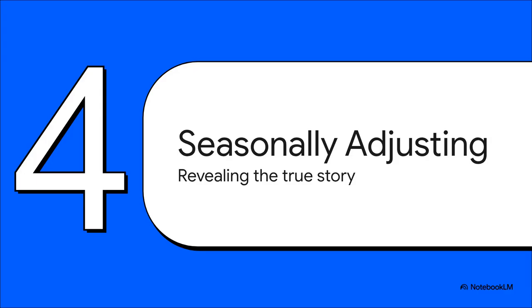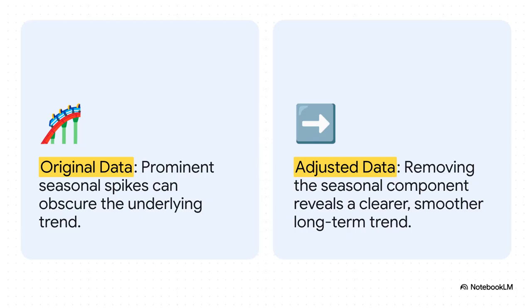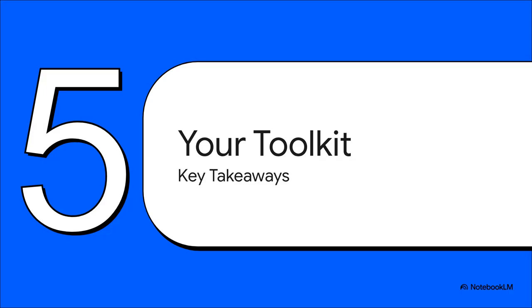So you might be thinking, okay, that's cool, but why bother? Why go through all this trouble to break the data apart? Well, one of the most powerful reasons is something called seasonal adjustment. See, on one side you have the original data, where those huge seasonal spikes make it really hard to see what's actually happening from month to month. But now look at the other side. By mathematically removing that predictable seasonal cycle, we get a much clearer view of the underlying trend. Now we can see the real growth without getting distracted by the fact that, yeah, we always expect a peak in the summer.